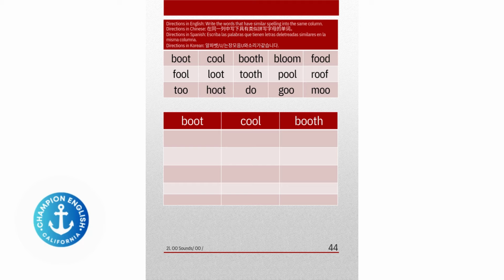Okay, let's test this. So now that you know how to sound out the words, all you have to do is put the right word in the right column. So in column number one, we have boot. Let's say that. Boot. And column number two, we have cool. Let's say that. Cool. And column number three, we have booth. Let's say that. Booth. That is right, students.